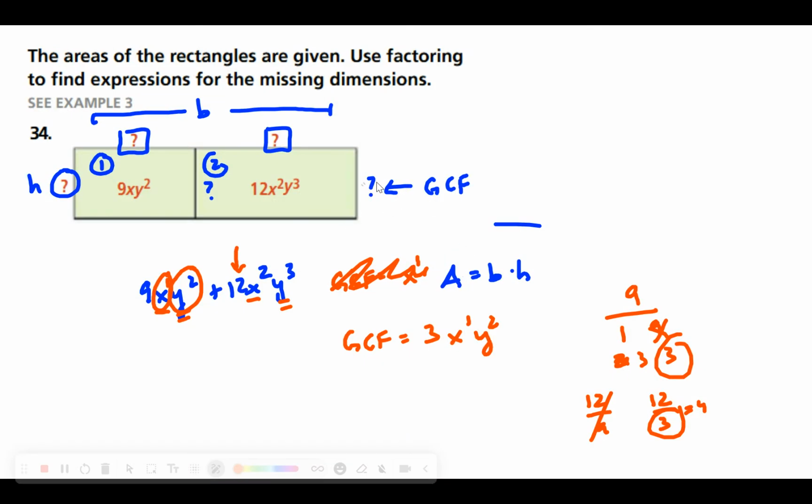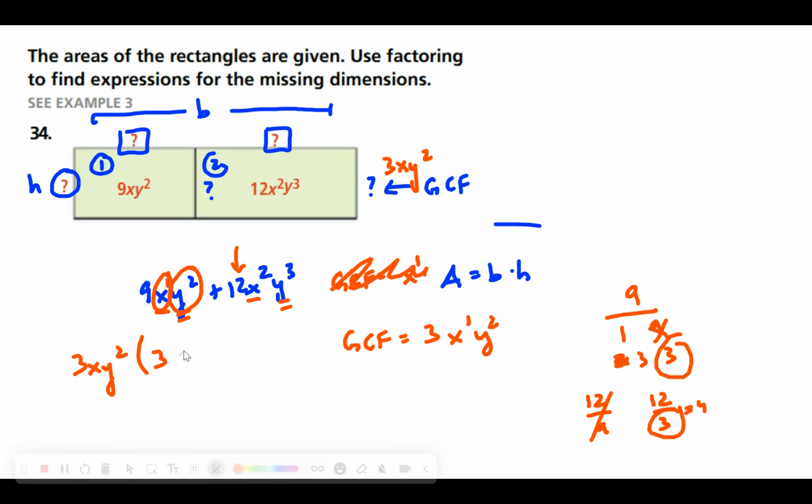That is going to be the dimension right here, 3xy to the second. That's this height, if you will, of the rectangular picture. So now we're going to take that GCF out, 3xy to the second. We're going to divide by 3. So 9 divided by 3 is 3. We're going to subtract 1 from the x's exponent. 1 minus 1 is 0. The x goes away. We're going to subtract 2 from the y. 2 minus 2 is 0. The y goes away. So you just get 3.